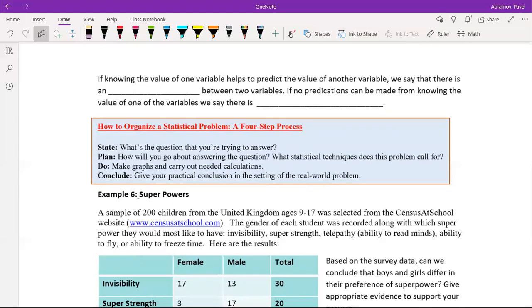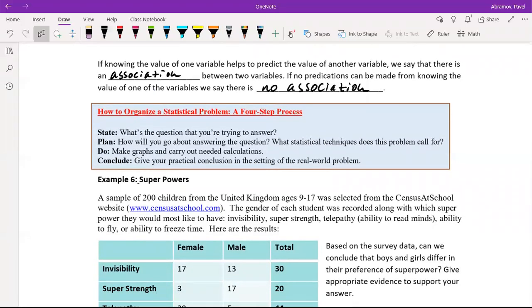If knowing the value of one variable helps to predict the value of another variable, we say that there is an association between the two variables. If no predictions can be made from knowing the values of one variable, we say that there is no association. Once again, forget the word correlation till later on, but you could use the word association. It means that two variables are related, which means that we could use one variable to predict another variable.